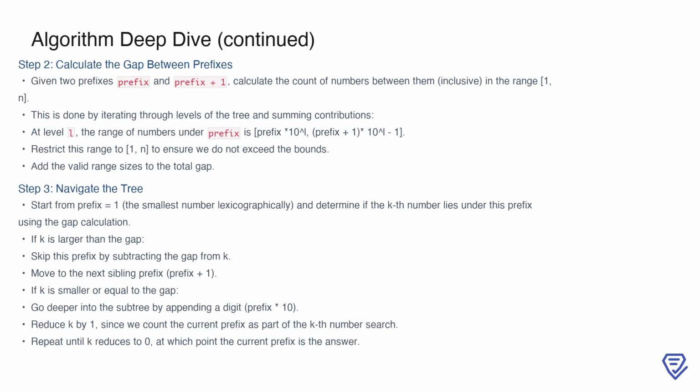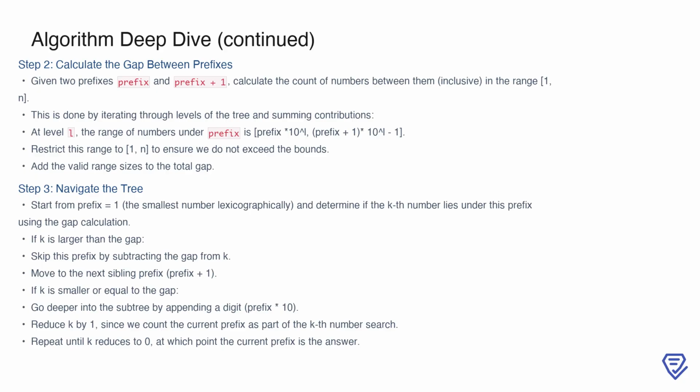To solve this problem, we first calculate the gap between consecutive prefixes. For two prefixes, such as prefix and prefix plus 1, the gap represents the count of numbers between them that lie within the range of 1 and n. This is done by iterating through the levels of the tree and summing up the contributions for each level. At any level L, the range of numbers under a prefix can be expressed as prefix * 10^L to (prefix + 1) * 10^L. We then restrict this range to fall within 1 to n to ensure we stay within bounds. By summing up the valid range sizes, we get the total gap between the prefixes.